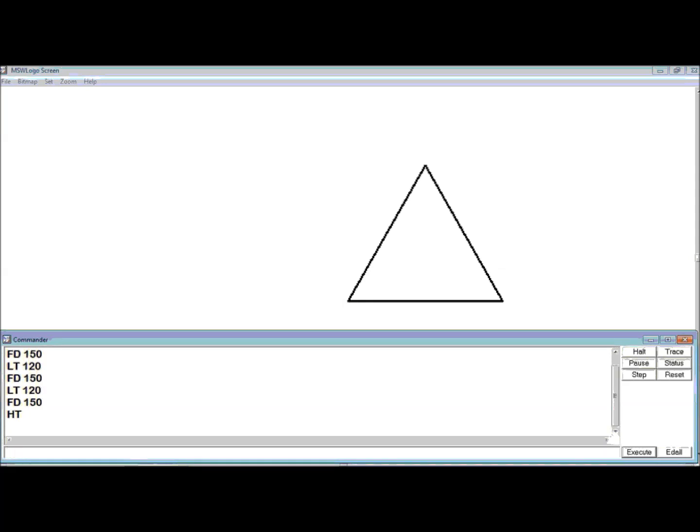The turtle disappears from the screen. So here I formed an equilateral triangle. Likewise, if you want, you can form other triangles using different sizes and angles.